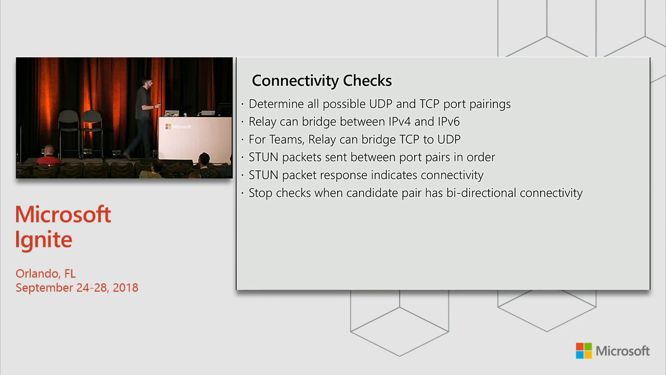And we stop checks when a candidate pair has bidirectional connectivity. The reason we stop checks is because bidirectional connectivity means we've got a direct connection, there's nothing in the way, we're super happy here. Bidirectional connectivity means that we don't need to relay. We get direct connectivity, life is great.